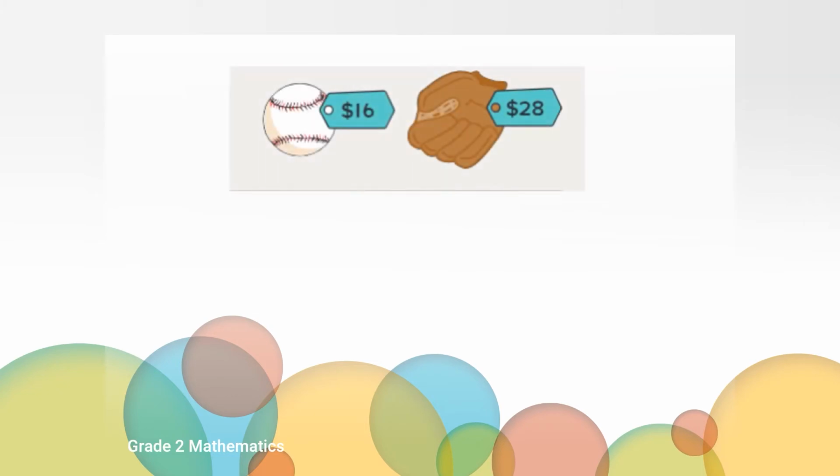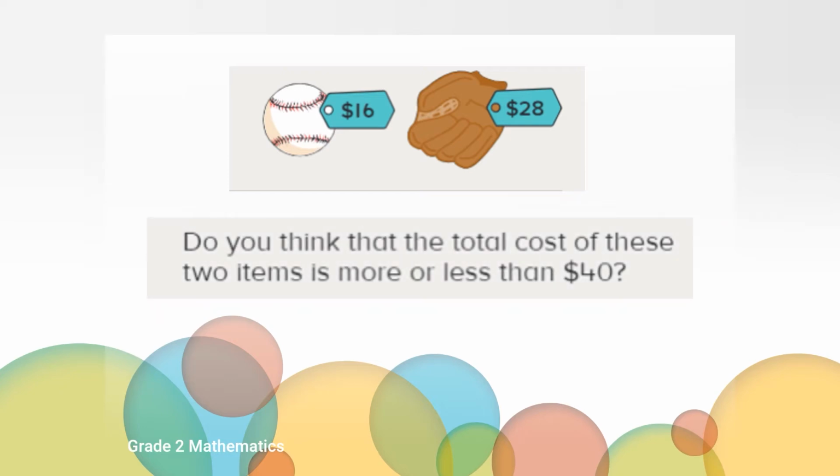For example, I wanted to play baseball, and I know to play baseball, I need a ball and a glove. The ball cost $16 and the glove cost $28. I had $40 to spend. Do you think that the total cost of these 2 items is more or less than $40? We could use estimation to see how much they cost and see if we'd have enough money to buy them. What do you think? Will we have enough money? How do you know? Estimate first, then solve.